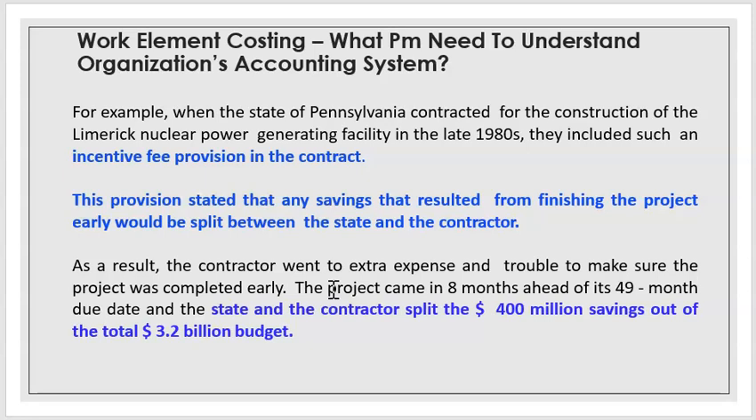This provision stated that any saving that resulted from finishing the project early would be split between the state and the contractor. As a result of this provision, the contractor worked extra hard to make sure that the project was completed earlier, and they did. They completed the project 8 months ahead of its 49 months due date, and they saved about 400 million out of the 3.2 billion budget, and they split this 400 million between themselves.